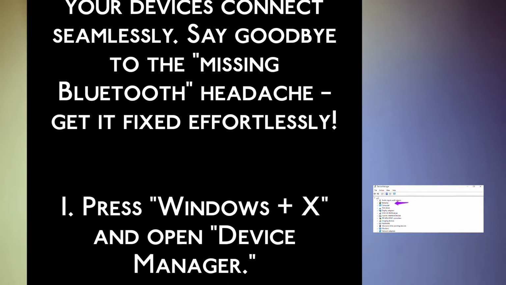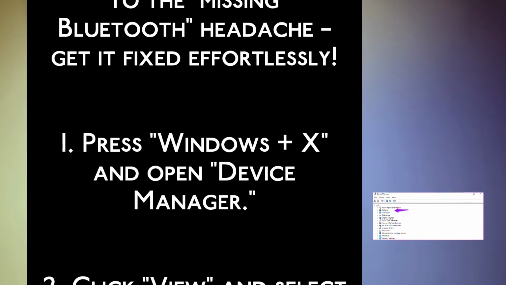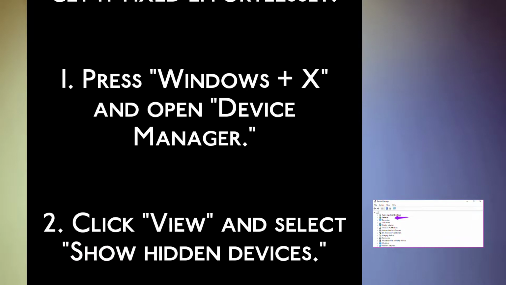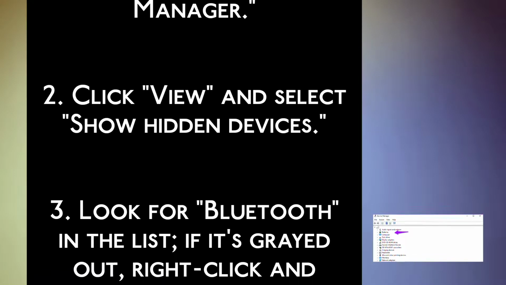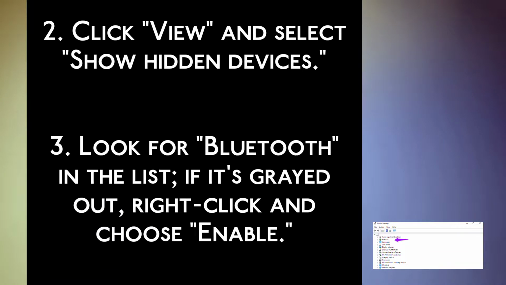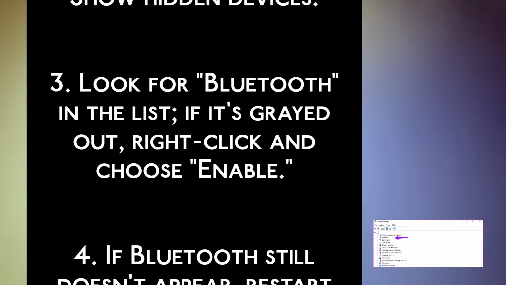Step 1. Press Windows plus X and open Device Manager. Step 2. Click View and select Show Hidden Devices. Step 3. Look for Bluetooth in the list. If it's grayed out, right-click and choose Enable.